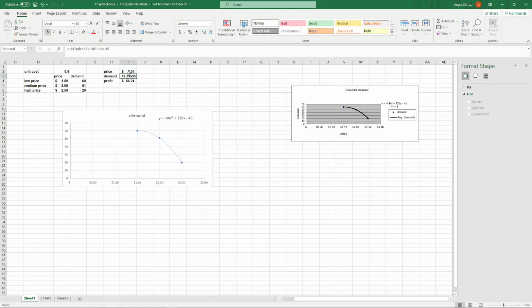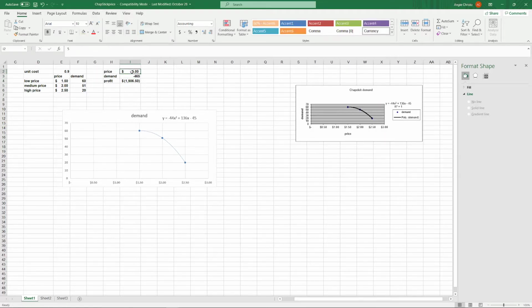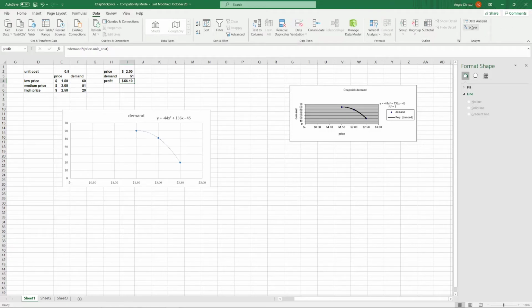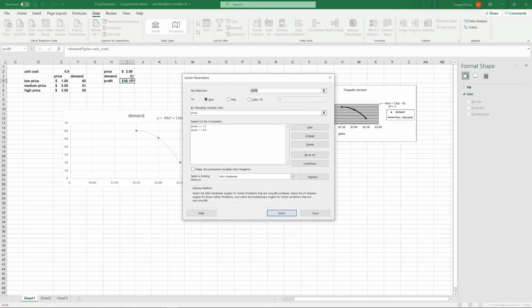And that is how we find our demand. Our price is here. I was just typing here, let's say a 2, which is the medium point here. So we can just go ahead and ask Solver to find the best price, which in this case is right here. This is price, or I can type out price.